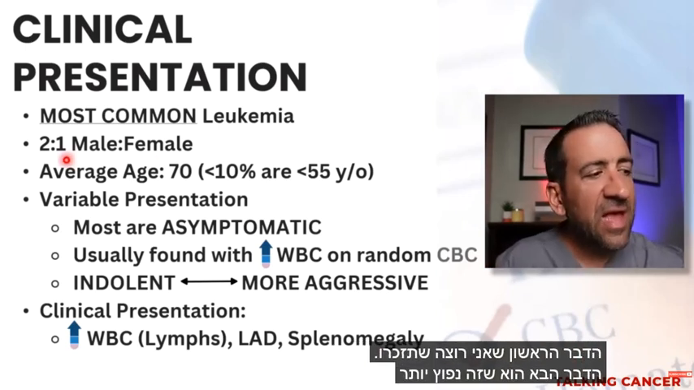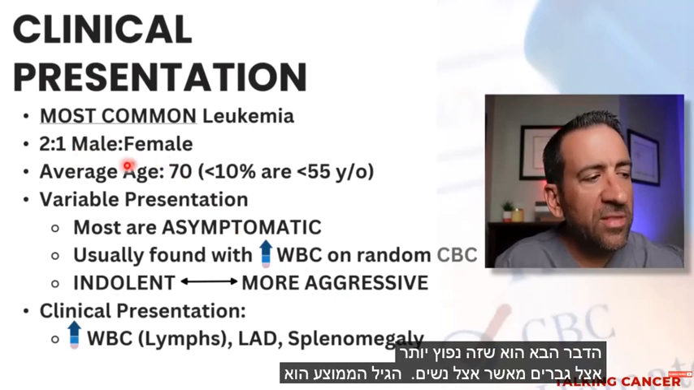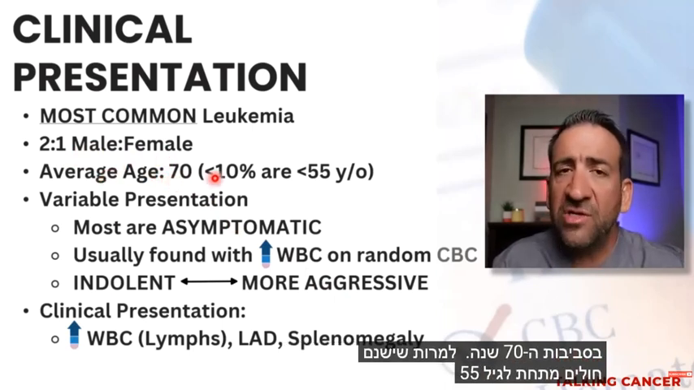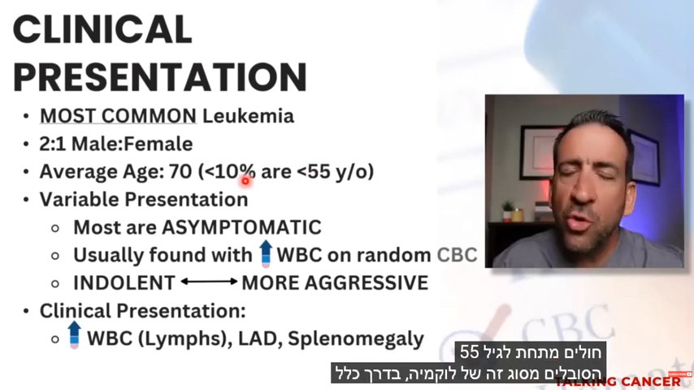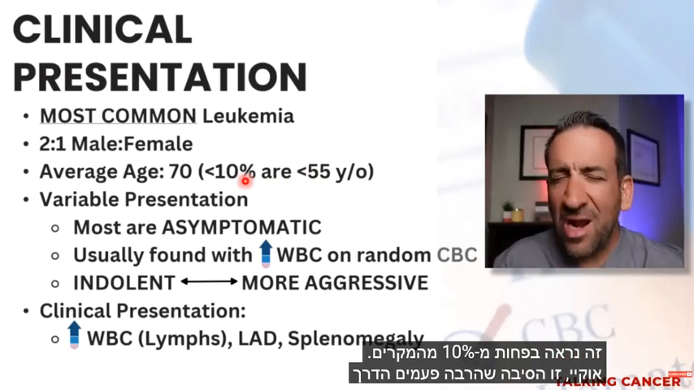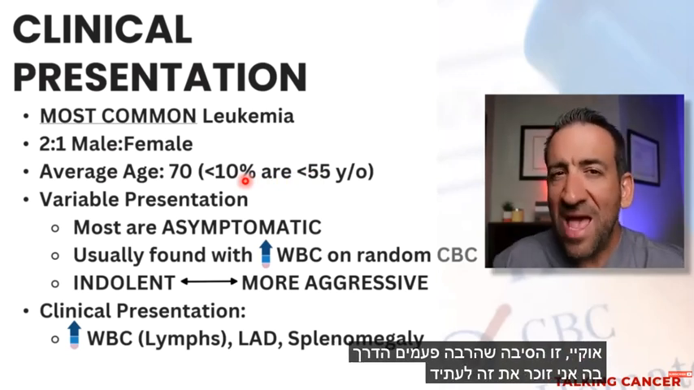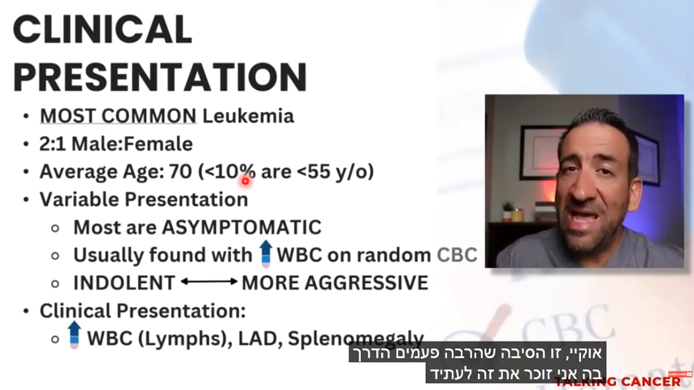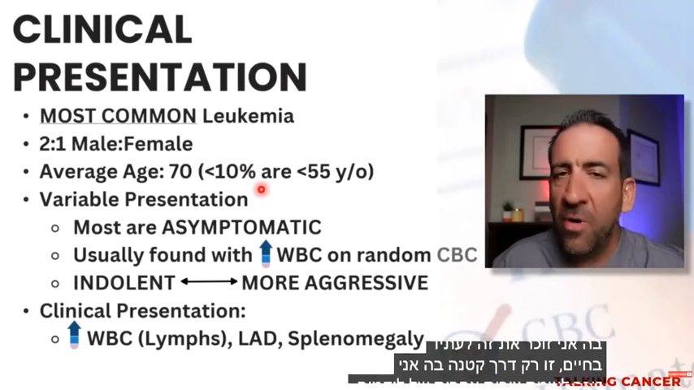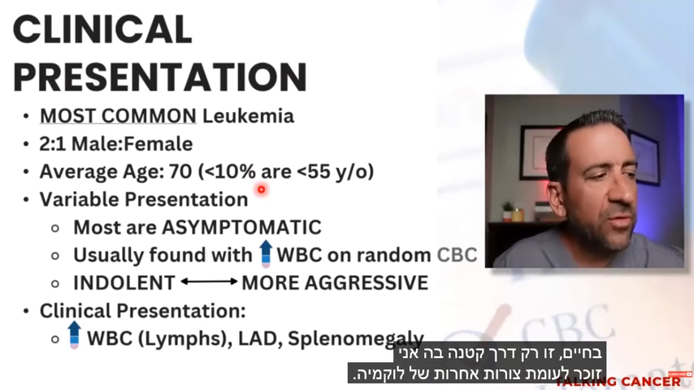The next thing is that it is more common in men than women. The average age is around 70 years of age, although there are patients less than 55 years of age with this form of leukemia, but usually that is seen in less than 10% of cases, okay? That's why a lot of times the way that I remember it, CLL, LL for later in life, it's just a little way that I remember versus other forms of leukemia.